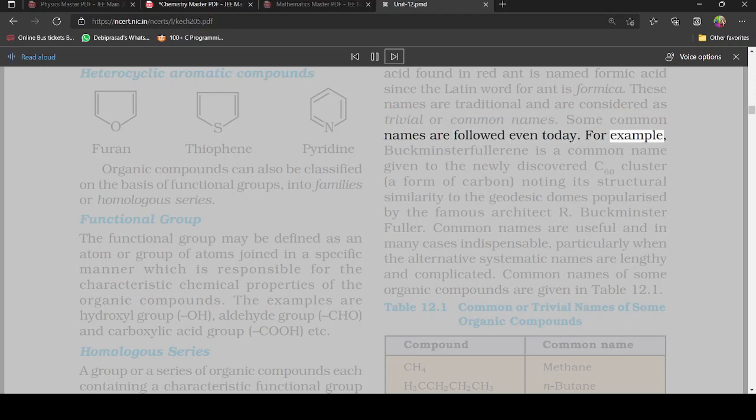For example, Buckminsterfullerene is a common name given to the newly discovered C60 cluster, a form of carbon, noting its structural similarity to the geodesic domes popularized by the famous architect R. Buckminster Fuller. Common names are useful and in many cases indispensable, particularly when the alternative systematic names are lengthy and complicated. Common names of some organic compounds are given in Table 12.1. Table 12.1 Common or trivial names of some organic compounds.